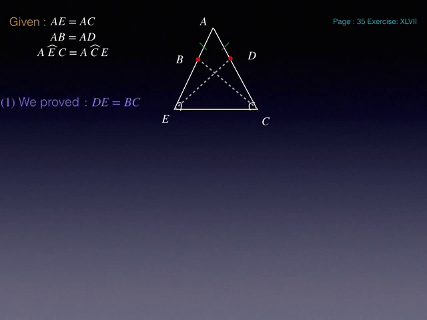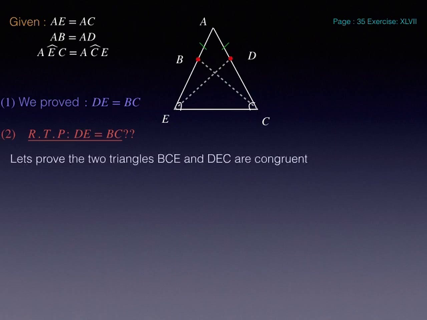Also, we proved that the two sides DE and BC are equal in part 1 in the previous lecture. So question 2 is required to prove DE equals BC. So as I said, let us prove that two triangles BEC and DEC are congruent. In order to prove two triangles congruent, we need to look at the equal sides and the equal angles that we have either given or proved.